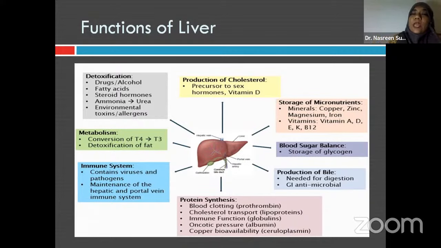Okay. Next, metabolism. It helps in the metabolism of fat, and it also helps in the metabolism of T4, converting T4 to T3. It is also helping the immune system. It contains different viruses and pathogens, and it maintains the hepatic and portal immune system. And finally, it is helpful in protein synthesis, just like different blood clotting factors are released from the liver.